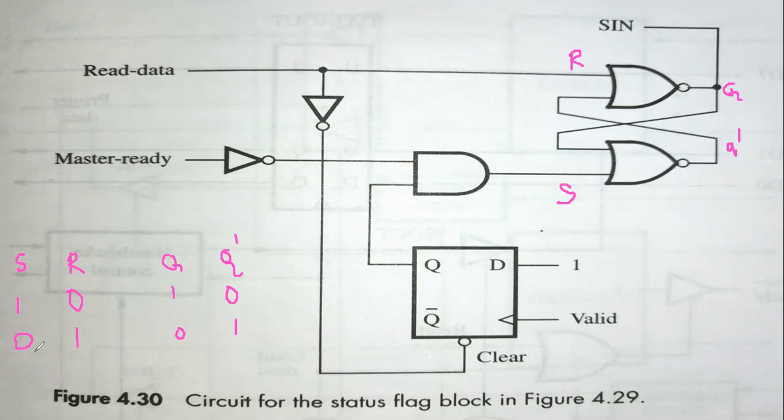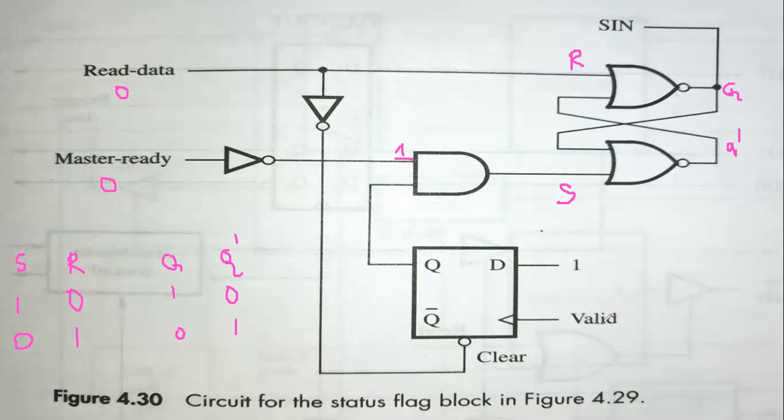If you receive S is equal to 0, then Q value will drop to 0, meaning SIN will become 0. Observe carefully: if master is not at all ready, and initially data is not available, we need to intimate the processor that data is available. So he will be 0, he will also be 0, and not of that, you will get 1 in this particular line.